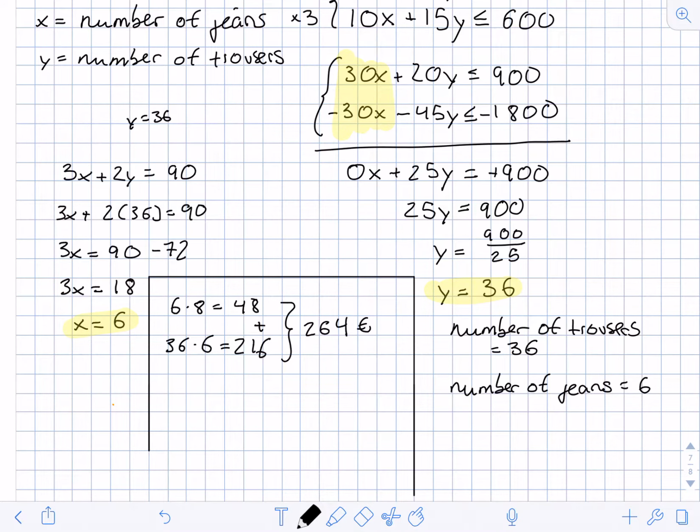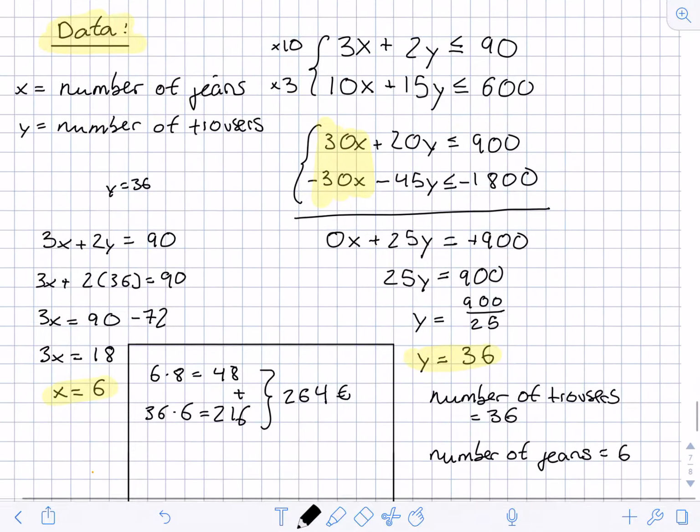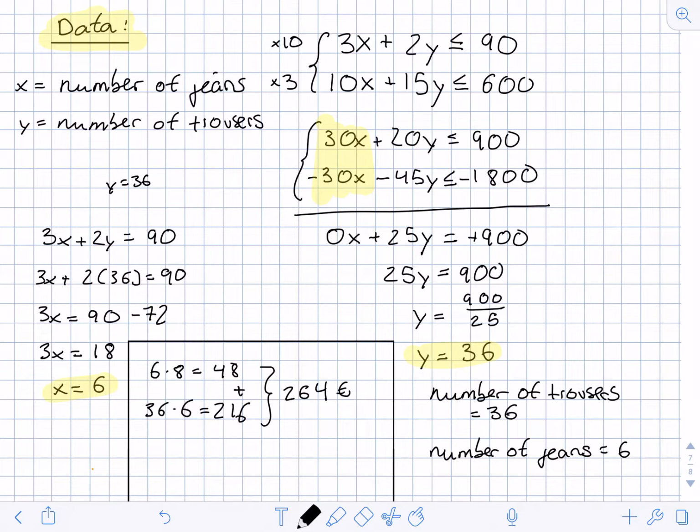Okay, it's not asking you how much profit they're gonna make, but just how many would you need to maximize the profit, and this is it.